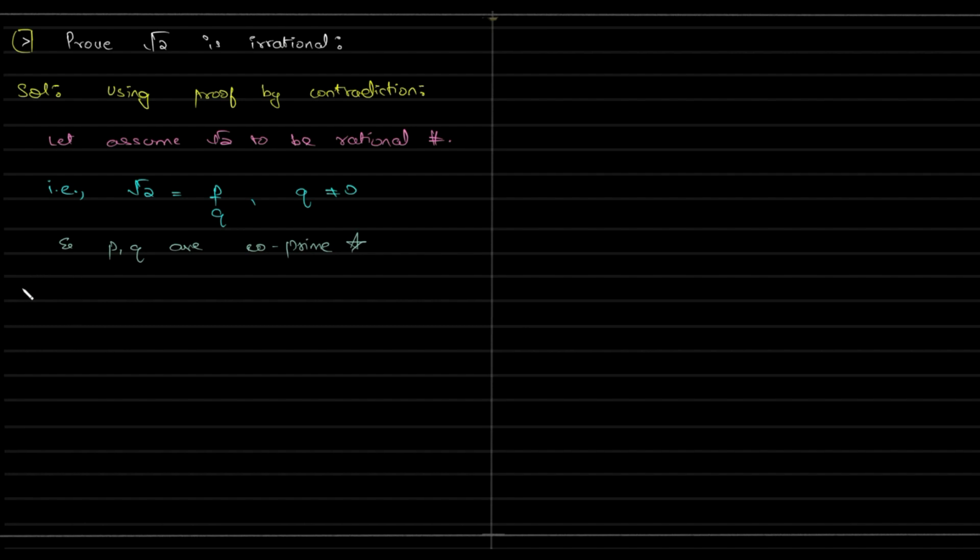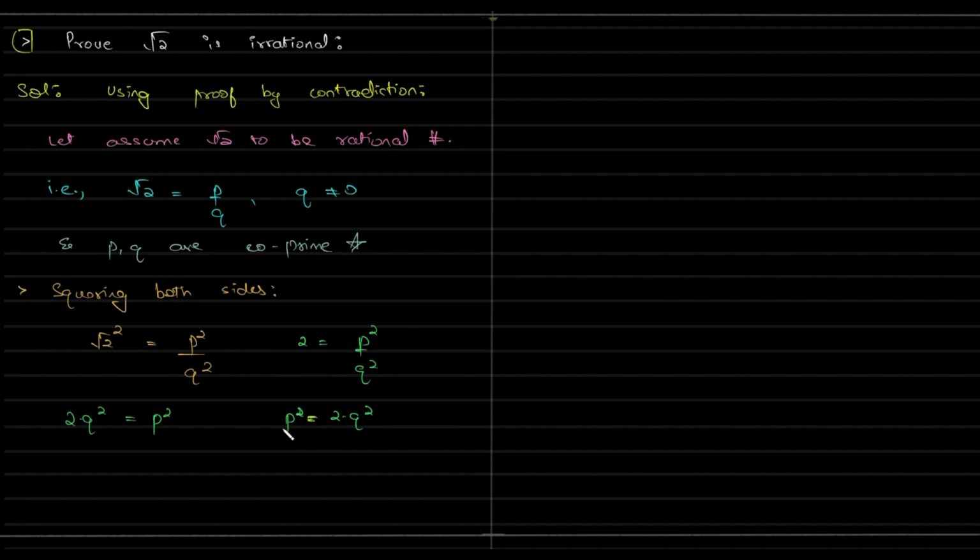The next step is squaring both sides. So we have root 2 the whole square is equal to p square by q square. If I rearrange this, I'll get 2 is equal to p square by q square, is it not? Then I can write it as p square is equal to 2 into q square. So p square is a product of 2 into q square.